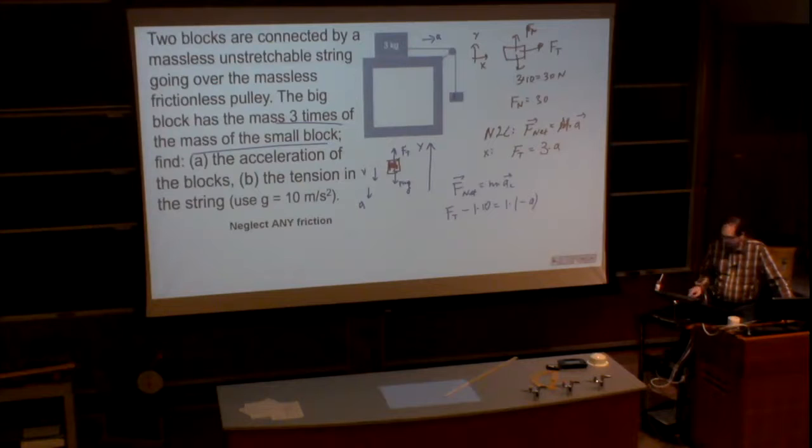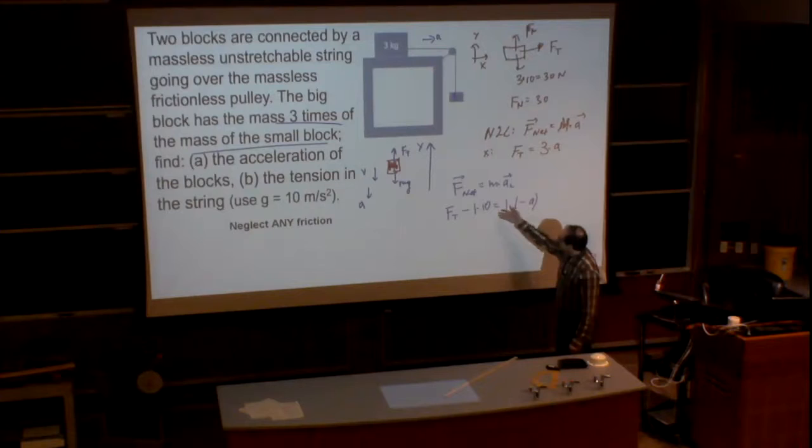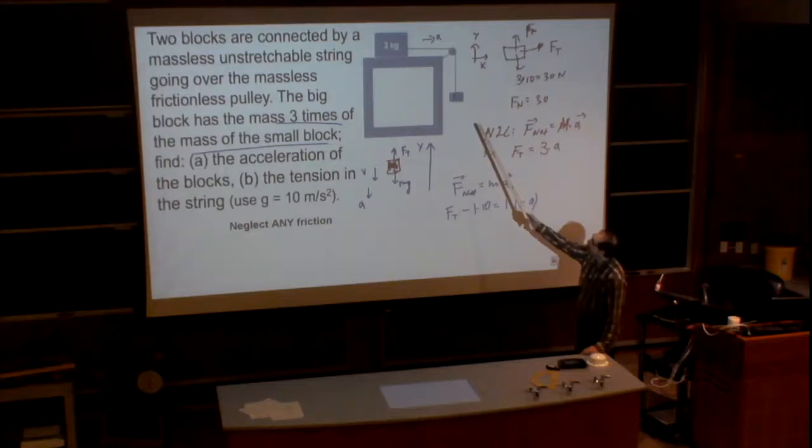In this expression, this variable A represents the magnitude of acceleration, and magnitude times negative 1 gives the component. So, we said before, because the string is massless, the magnitude of tension remains the same, so this is the same number. In these equations, Ft represents the same number.